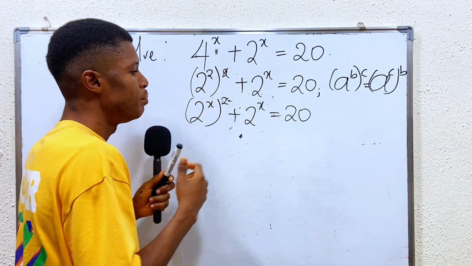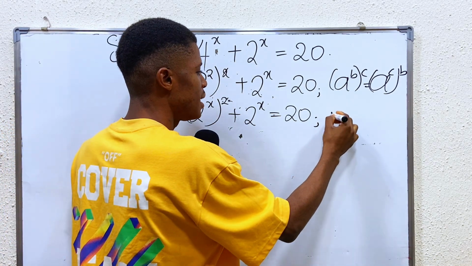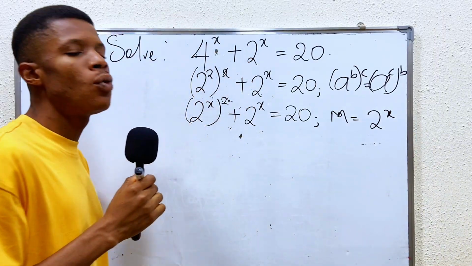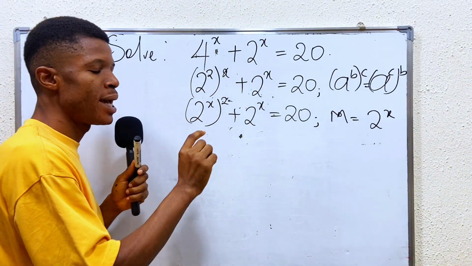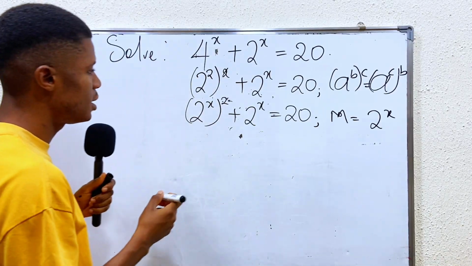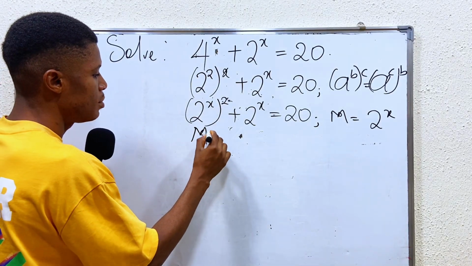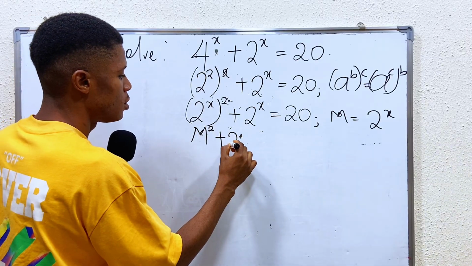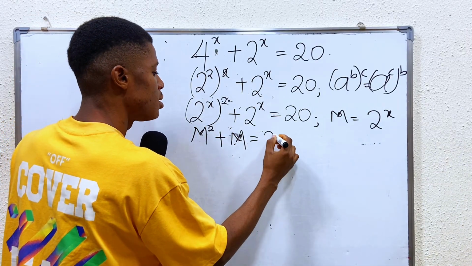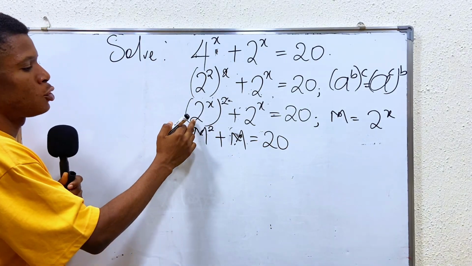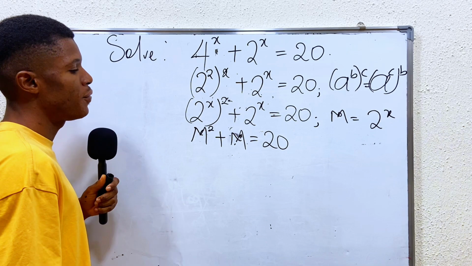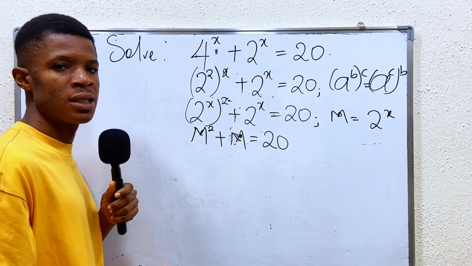20. Okay? So if we have this, you can now see there's a clear identity, which is 2 power x and 2 power x. So I can now say, let my m be equal to 2 power x. So anywhere I see 2 power x, I'll just put m. Okay? So what do you notice? You have it as m squared plus m is equals to what? 20. Because 2 power x is now m, and this is also 2 power x.